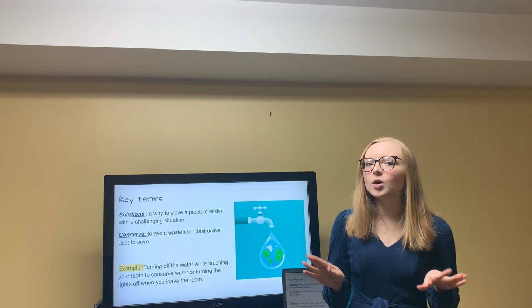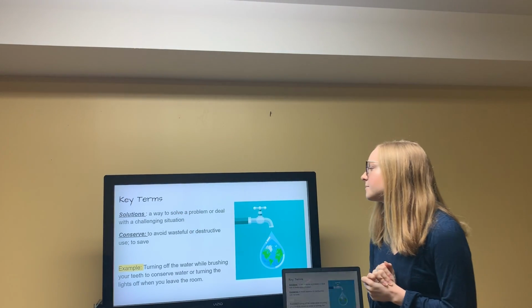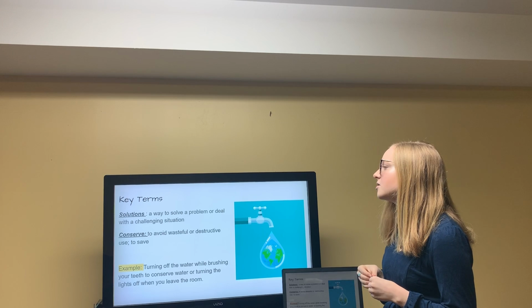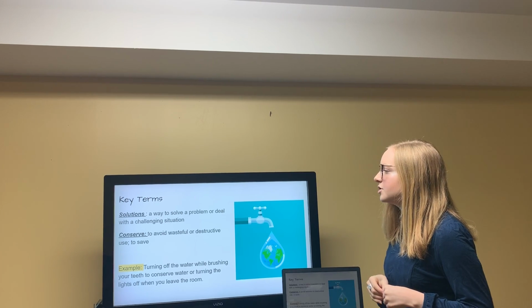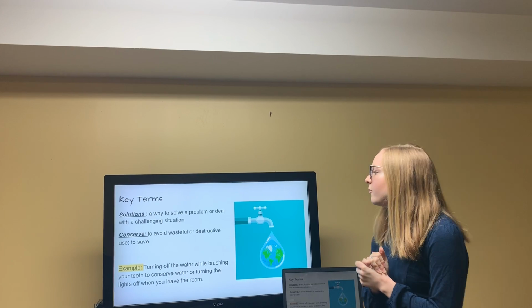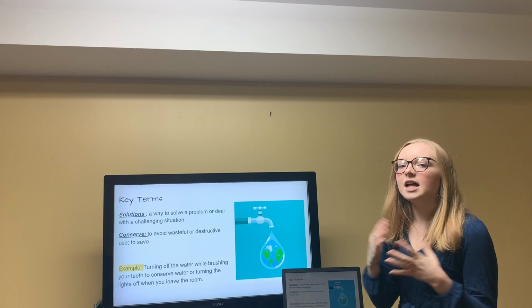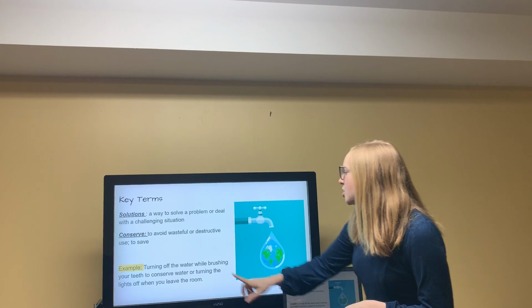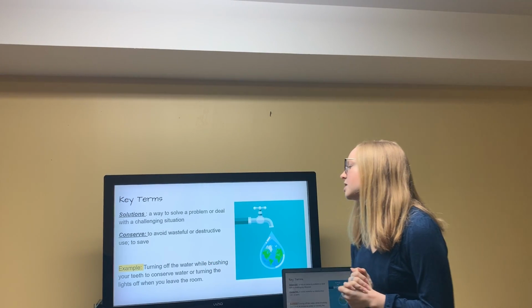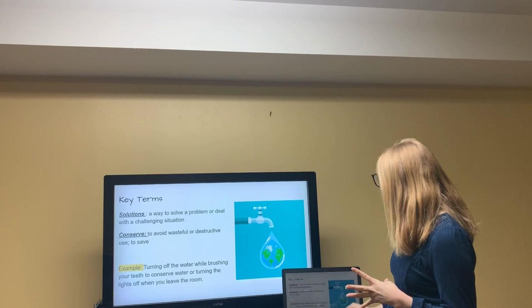Now we have a few more key terms. The first key term is solutions. Solutions are a way to solve a problem or deal with a challenging situation. The next is conserve, to avoid wasteful or destructive use, to save. An example of this can be turning off the water while brushing your teeth to conserve water, or turning the lights off when you leave the room.